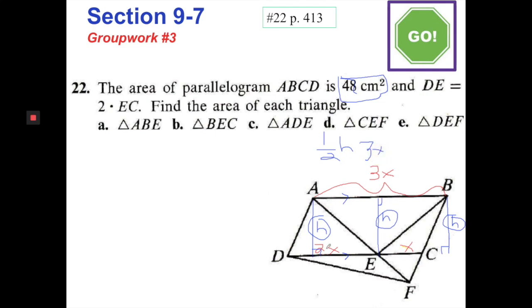Down here, it's going to be very similar, because you'd have to do the 1/2 and then times H and then times 2x here. So the areas are going to also be in a 1 to 2 to 3 ratio. So I'm going to define another variable here to represent what the areas could possibly be. So let's choose y for this. I'm going to write 3y here for this triangle, y here for this triangle, and 2y here.